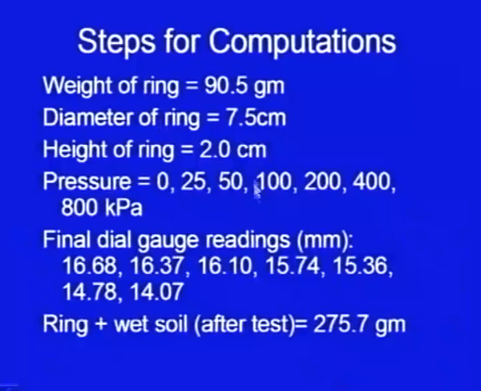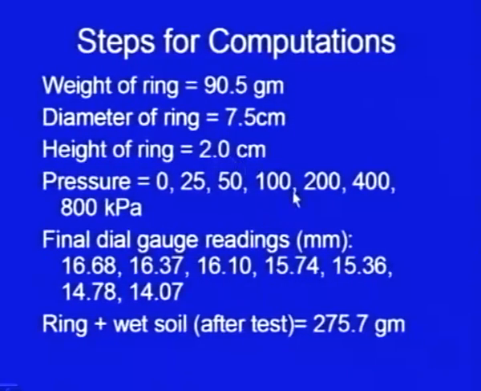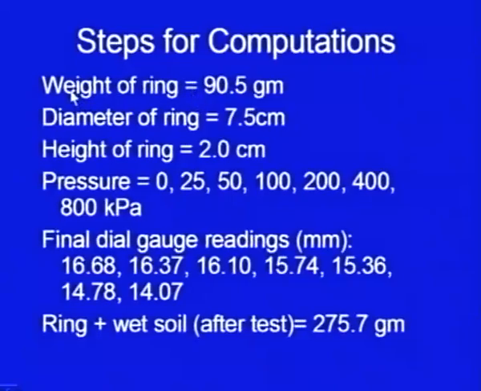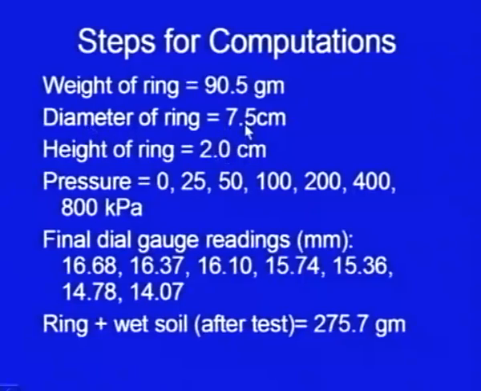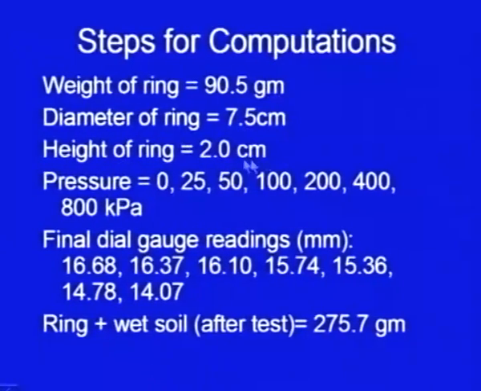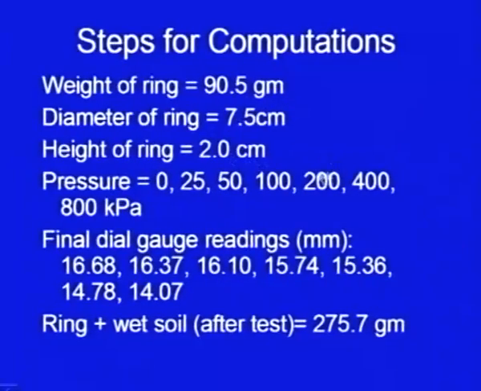Here I am discussing only one method. There are more than one methods available in the books you might have studied. Let me take an example. Suppose we have conducted a test. These are the initial readings which we take. Weight of the ring, suppose it is 90.5 grams, then diameter of the ring, height of the ring. So, these dimensions are available. I can find out the area of the ring and I can find out the volume also.